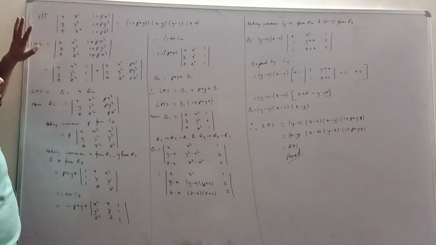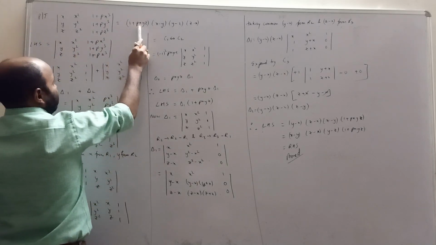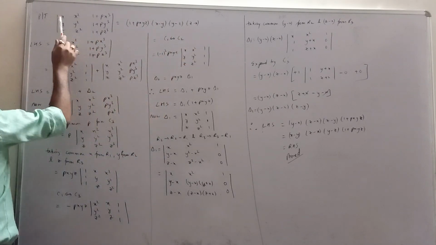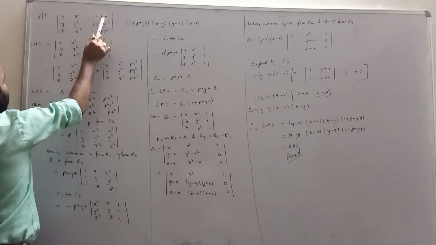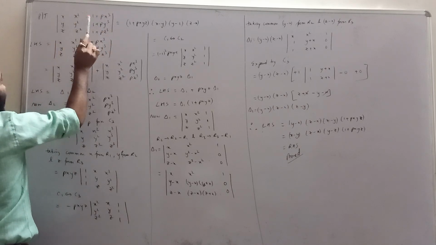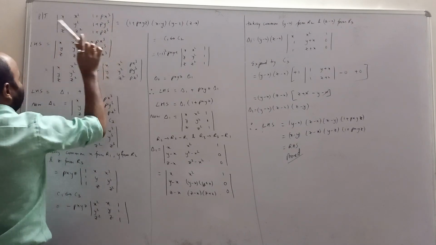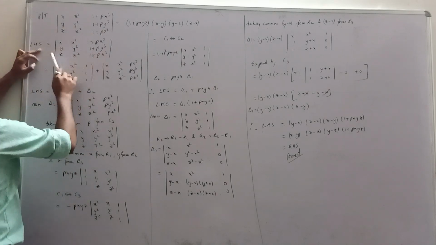The question is again type 1: prove that the determinant is equal to 1 plus pxyz into x minus y, y minus z, z minus x. Now the elements inside the determinant, I am reading it: x, x square, 1 plus px cube; y, y square, 1 plus py cube; z, z square, 1 plus pz cube. Okay, so I am starting with LHS, I am writing the whole LHS here.